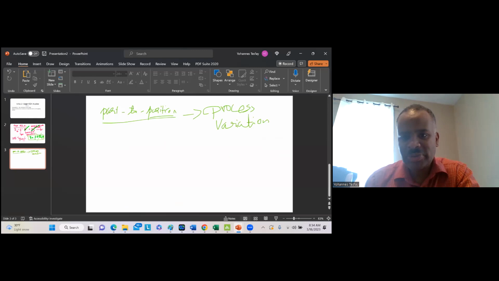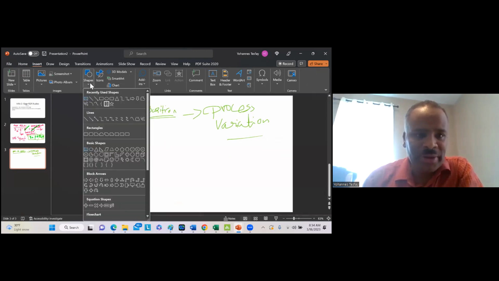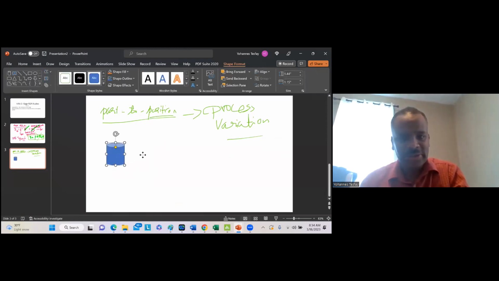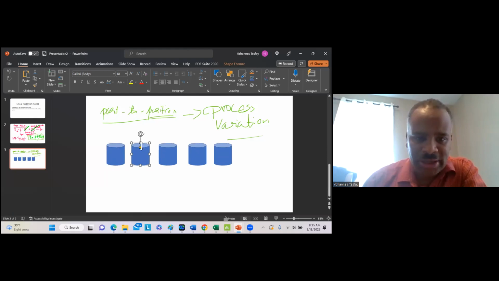Suppose you want to produce some cans. You produce this can, and you want to replicate it in the same process. You get this one too, and you try to replicate it again. You produce that, just like that. Now you are interested in the height. This might be a little bit shorter, this might be a little bit bigger, this one is a little bit shorter, and this one might be just like that.